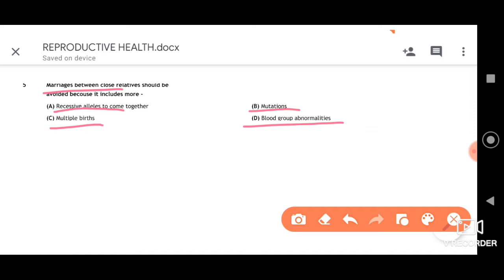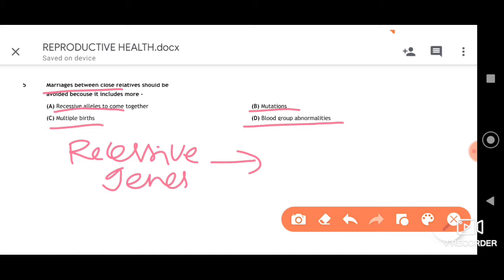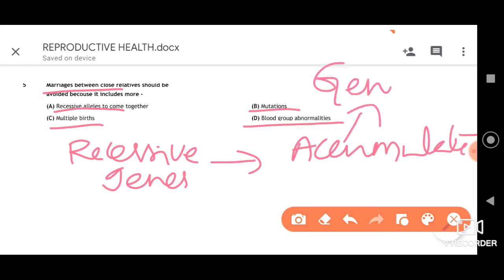Let me explain why this will be risky. The recessive alleles in the gene pool will accumulate. Whatever the recessive genes are, they accumulate in the gene pool, my dear friends. This is the first point you need to know. If, let us say, the recessive allele reaches a female individual and is heterozygous, the female will be a carrier.